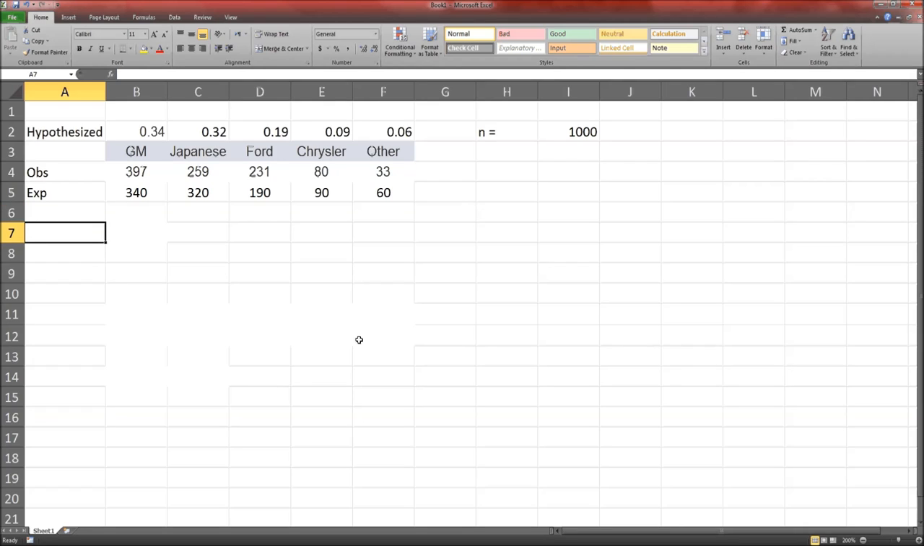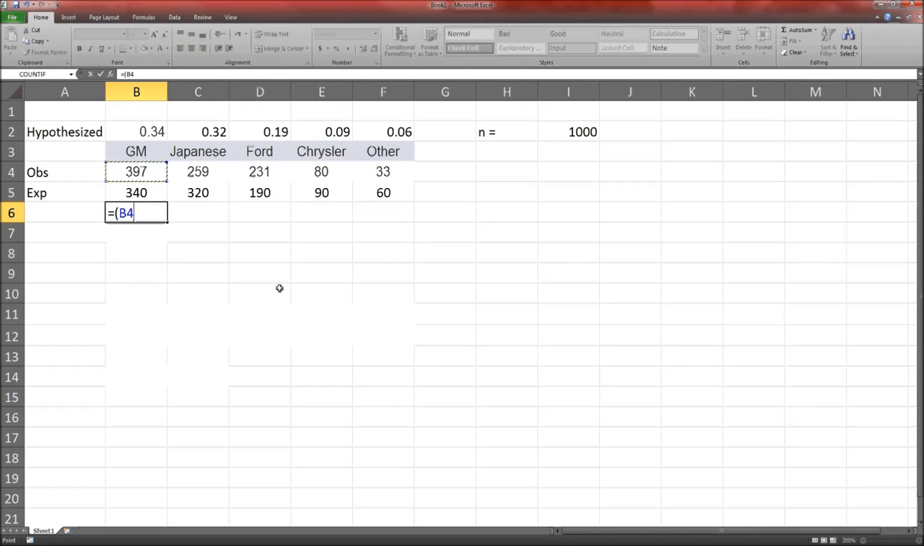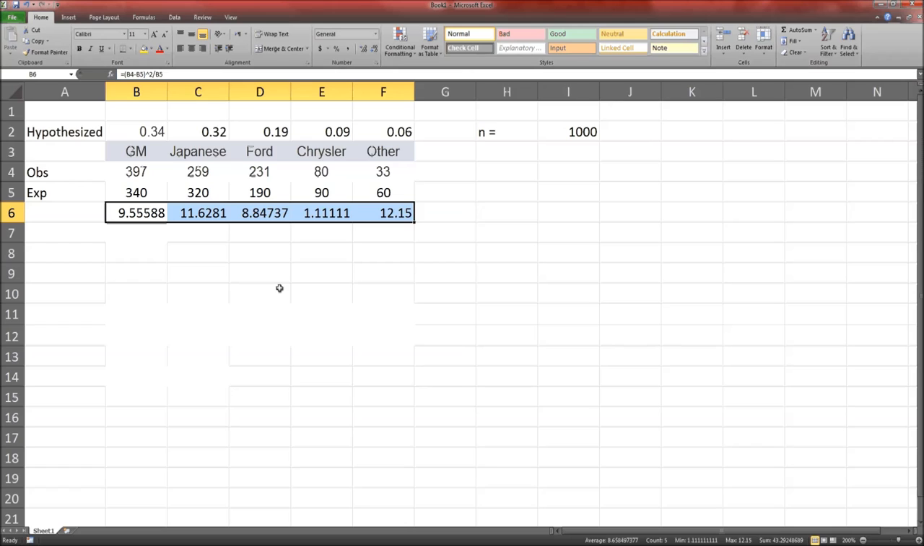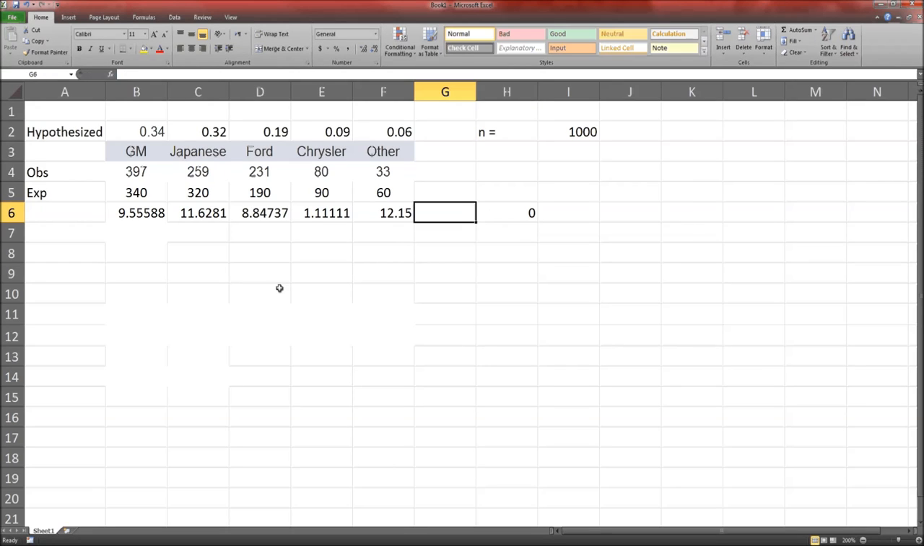The test statistic is just the sum of the differences squared divided by the expected. So here, this is going to be equal to, open parentheses, 397 minus 340, to the power of 2, which is squaring, divided by 340. So the contribution of General Motors to the total chi-squared statistic, which we're about ready to calculate, is 9.55588. Copy and paste, etc. So the chi-squared test statistic is just equal to the sum of all of those components. 43.2925. That is our test statistic.